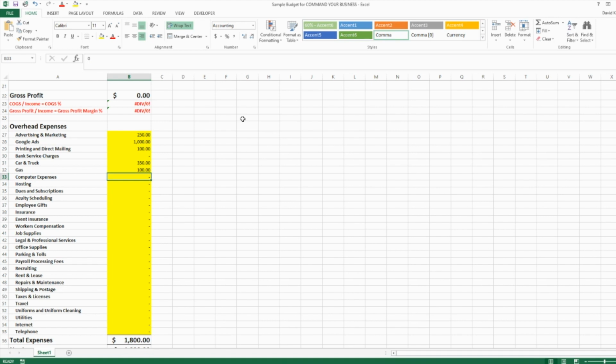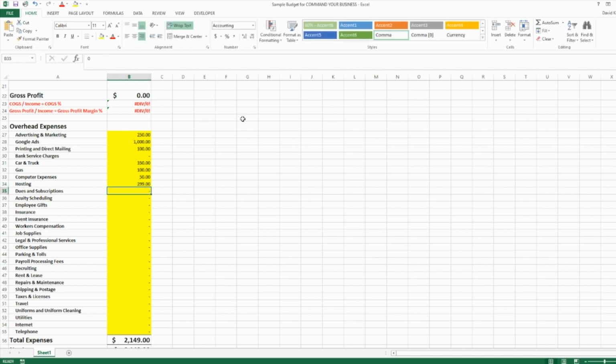Again, this completely depends on how you categorize things, but computer expenses for me are Apple purchases, small one-off little things. I don't expect this to be anything significant every month, so let's just do $50. Website hosting, this is huge. This is expensive for me. I think it's $2.99 per month.